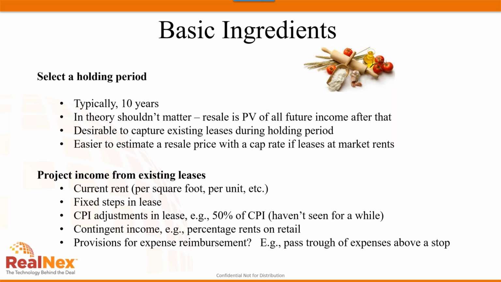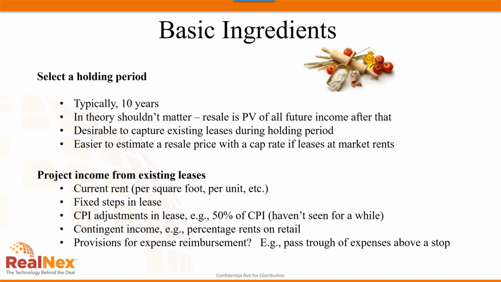So we need to project the income from the existing leases. So we're going to put in the current rent. There are lots of different ways of putting it in most programs like Market Edge, whether it's on a per square foot basis or per unit basis, which would be more typical for, say, apartments. There could be fixed steps in the lease. There could be CPI adjustments, which used to be real common. I haven't seen that in quite a few years, which is a little surprising given we just came off some fairly high inflation, but I haven't really seen those CPI adjustments in leases for quite a while.